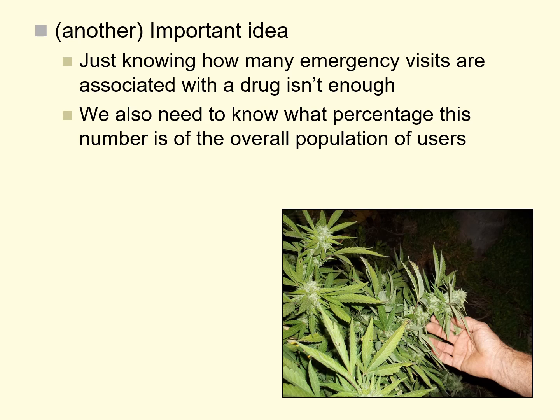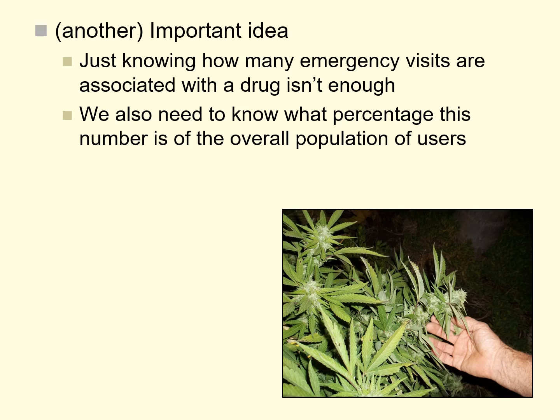Another important idea actually has to do with marijuana, and you'll recall a few slides back that, at least according to the counts that are submitted to the DAWN system, it sort of looks like marijuana is one of the most toxic drugs out there, right up there with cocaine, because there are a lot of emergency room visits associated with using marijuana. That could lead you to think that marijuana is quite toxic. There's probably some value to that conclusion, but it's important to note that just knowing the number of emergency room visits associated with a drug, in this case marijuana, isn't enough.